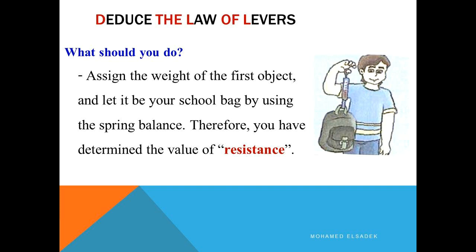What should you do? Assign the weight of the first object and let it be your school bag. Get your bag. We know that the school bag must be heavy, why? I don't know. Assign the weight of the first object, which is your school bag, which is very heavy, by using the spring balance. Therefore you have determined the value of resistance. By measuring the weight of the bag you have got the value of resistance.